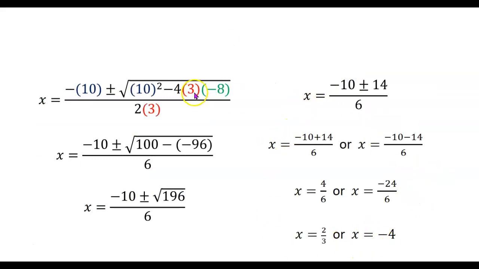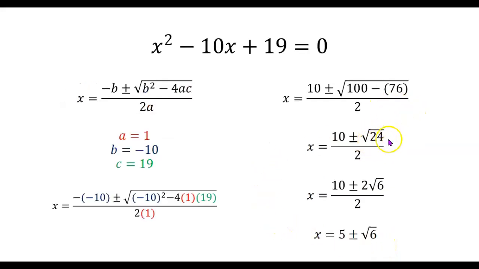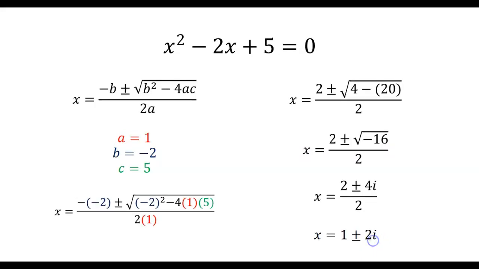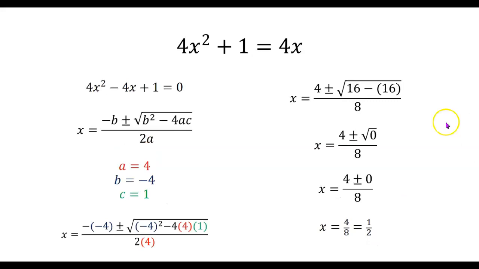We saw this example where the discriminant came out to be 196. And the solutions were 2/3 and negative 4. We saw this example where the discriminant came out to be 24, and the solutions were the two real numbers 5 plus the square root of 6 and 5 minus the square root of 6. And then we saw this example where the discriminant came out to be a negative number, and so our solutions were complex numbers involving i. And this last example, the discriminant came out 0, and so we only got one solution.